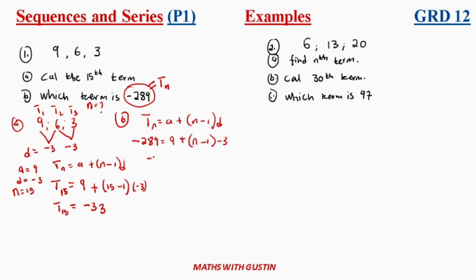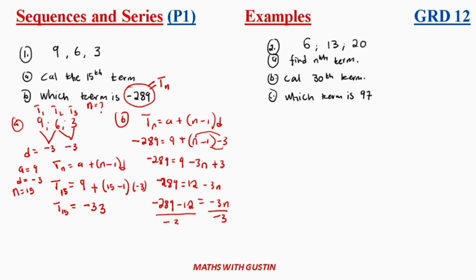So what you can do here, I will have to simplify. This is just algebra, guys. If you are in grade 12, I'm expecting you to be able to remove the bracket here. Negative 3 times n is going to give us negative 3n. Negative 3 times negative 1 is going to give us plus 3. So therefore it is going to be negative 289 equals 9 plus 3, which is 12, minus 3n. Take 12 to the other side: negative 289 minus 12. Then you've got negative 3n here. You are looking for n, so we'll divide everything by negative 3.